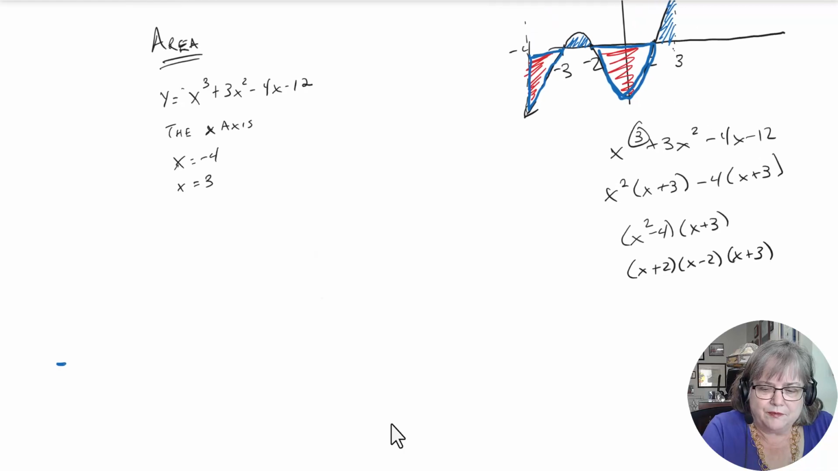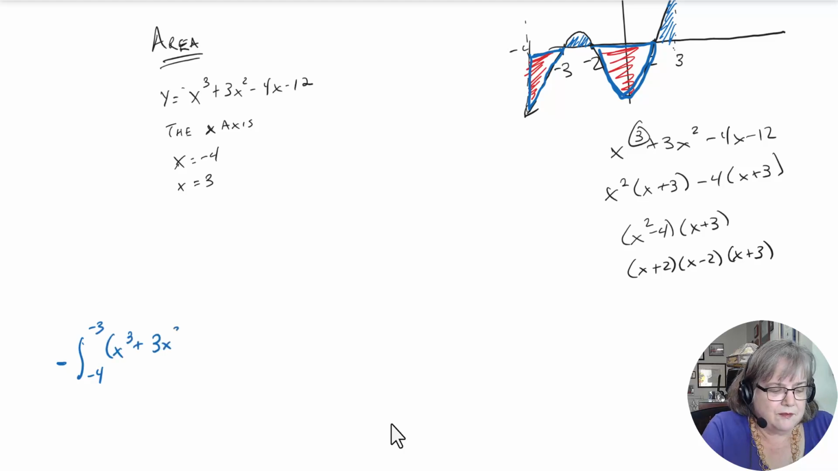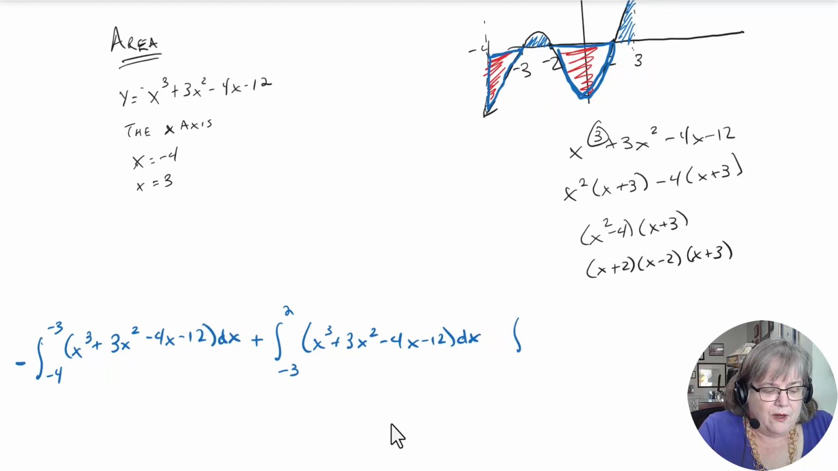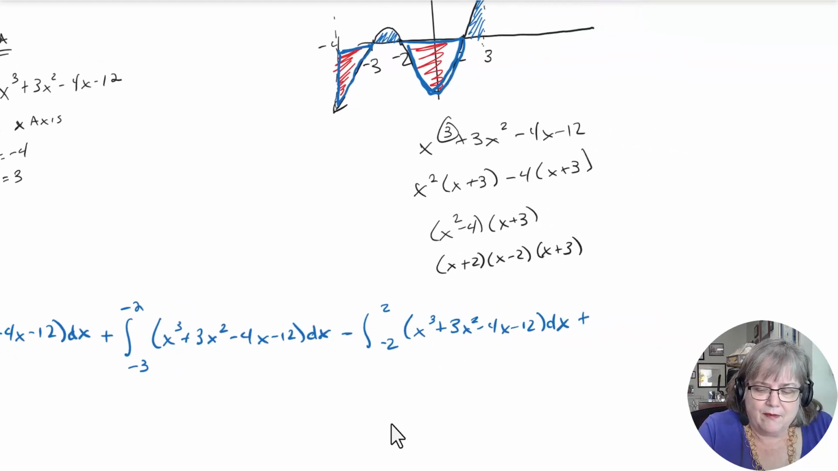So this first one, from -4 to -3, is going to result in a negative number, so I'm putting a negative in front of it to make it become positive. From -3 to -2 is going to, according to my drawing, result in a positive number. From -2 to 2 of x cubed plus 3x squared minus 4x minus 12, I'm going to get another negative value, so I need a negative to make it become positive. And from 2 to 3, I'm anticipating a positive version.